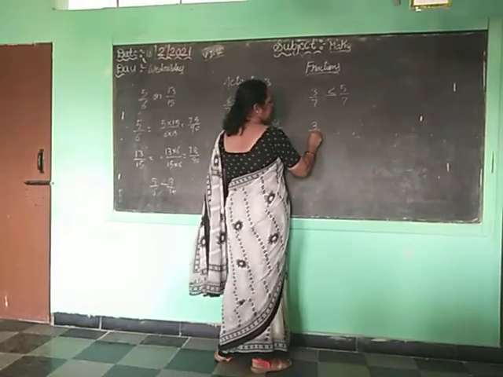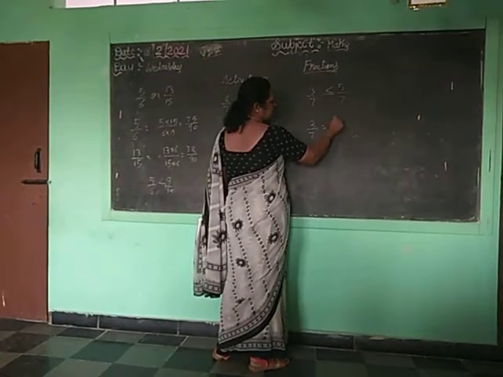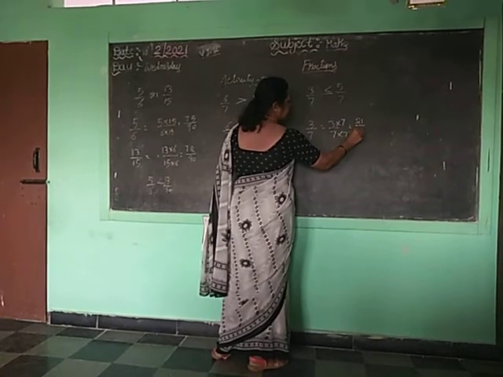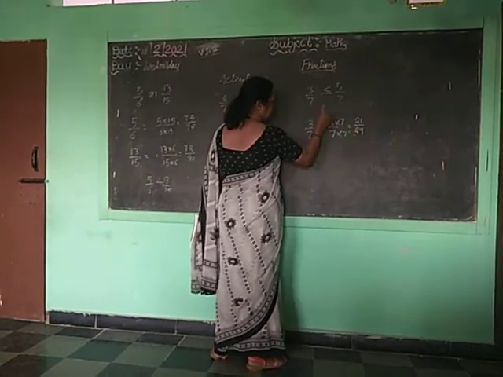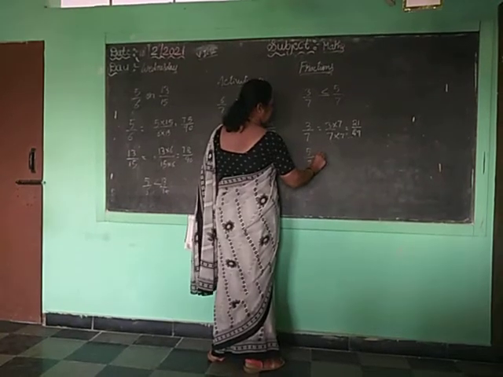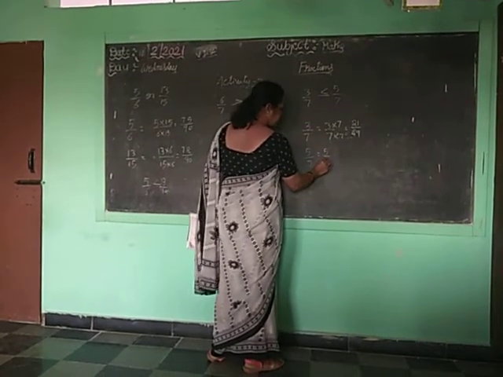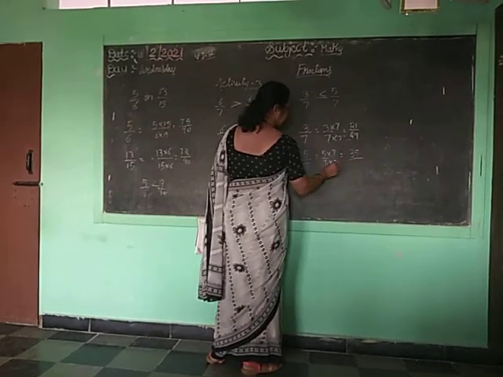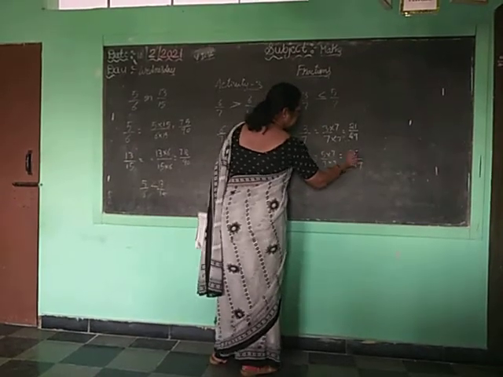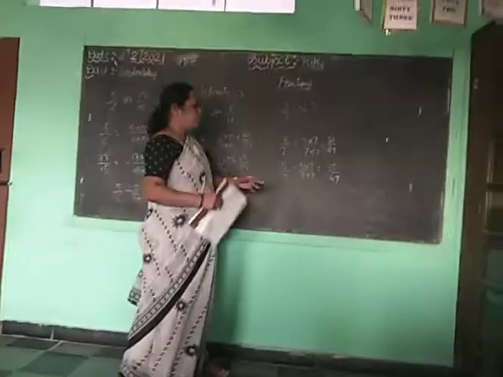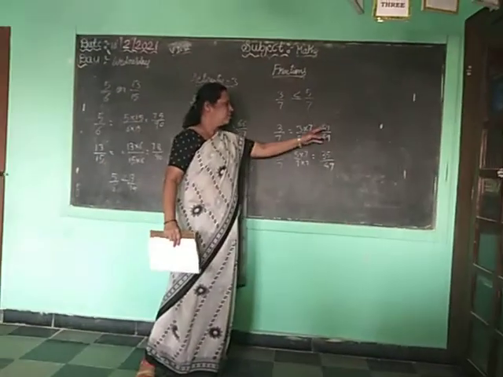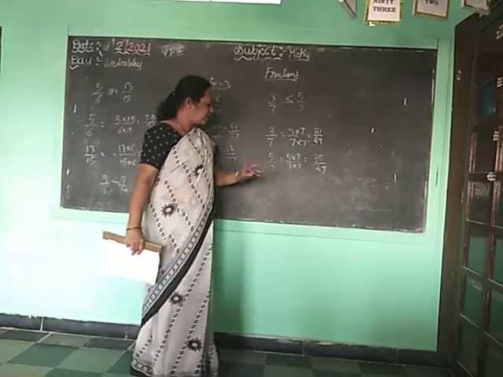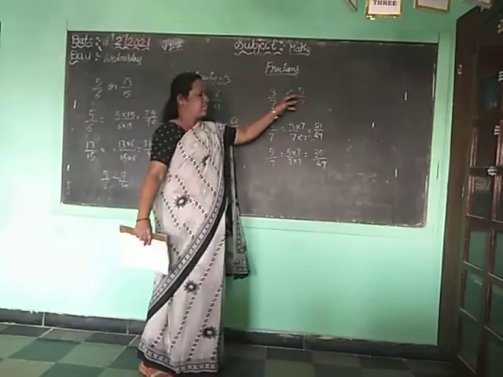To clarify, 3 by 7 fraction multiplied by the denominator 7. So 3 sevens are 21, 7 sevens are 49. Next, 5 by 7 multiplied by the denominator 7. 5 sevens are 35, 7 sevens are 49. Is 21 greater or is 35 greater? Because the denominator is common, 49, 49. So see the numerator, is 21 greater or is 35 greater? 35 is greater. That is which fraction? 5 by 7. So 5 by 7 is greater.